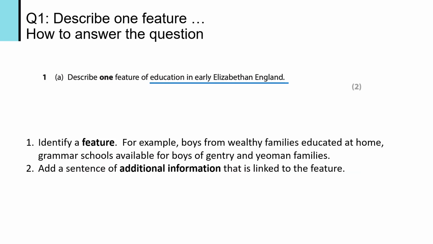Let's return to our question from the Early Elizabethan England paper. Describe one feature of education in early Elizabethan England. To answer this question, you need to identify a feature. For example, boys from wealthy families were educated at home, or grammar schools were available for boys of gentry and yeoman families. And then you need to add a sentence of additional information that is linked to the feature.